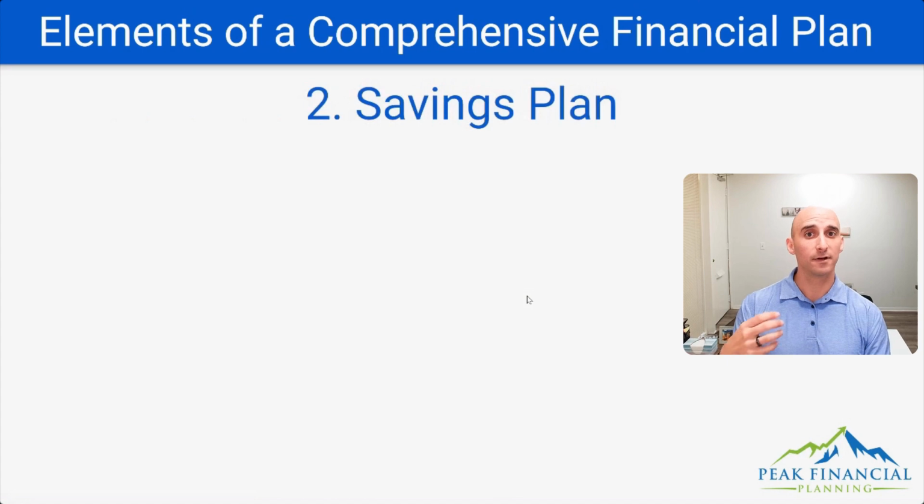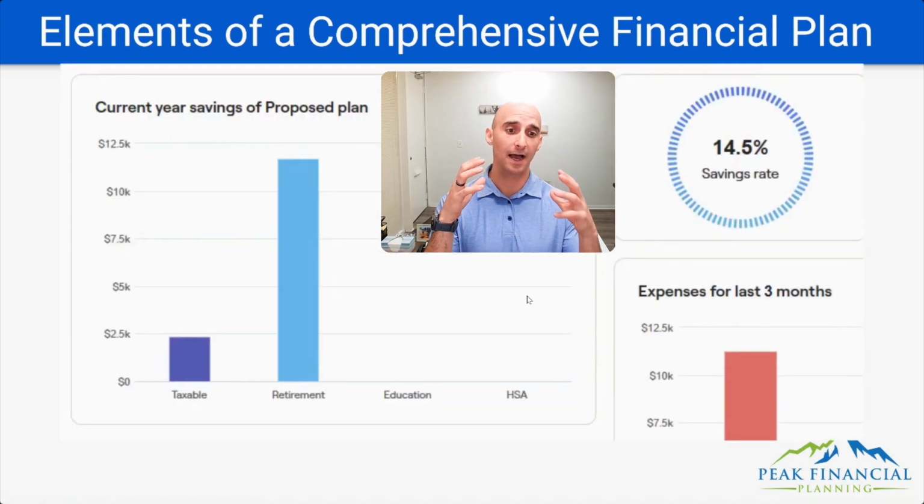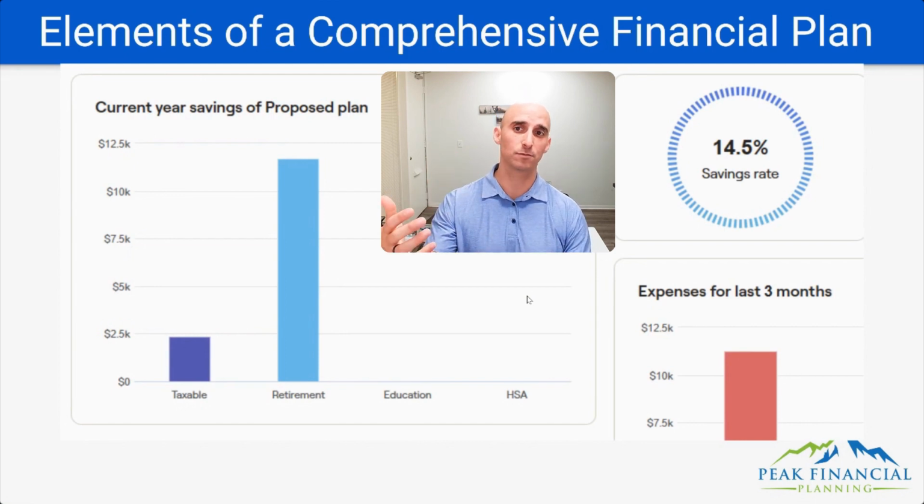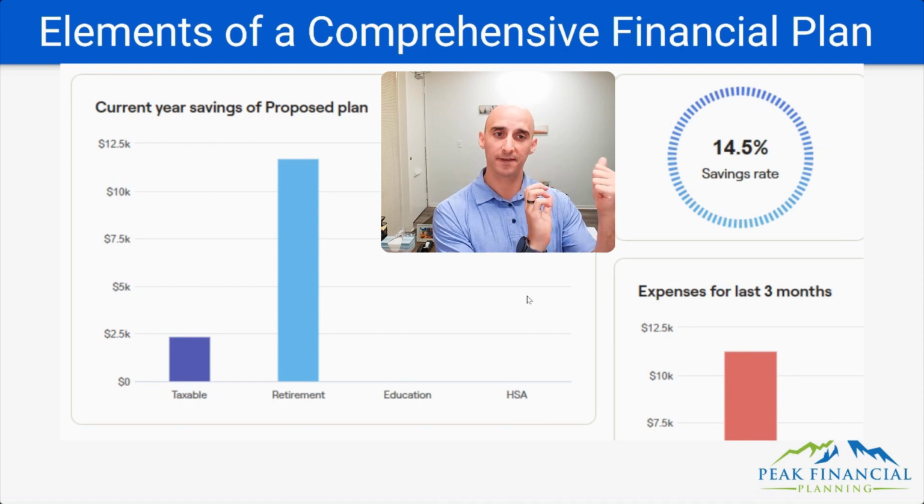The second element of a comprehensive financial plan is a savings plan. So we need a way to determine, I have to save this much in order to achieve financial independence by this age. We can backtrack that and use a tool to have a financial model that guides us to the right savings rate that will lead to the amount of money we need at the time we need it, that invested in a certain way can produce the income we want.